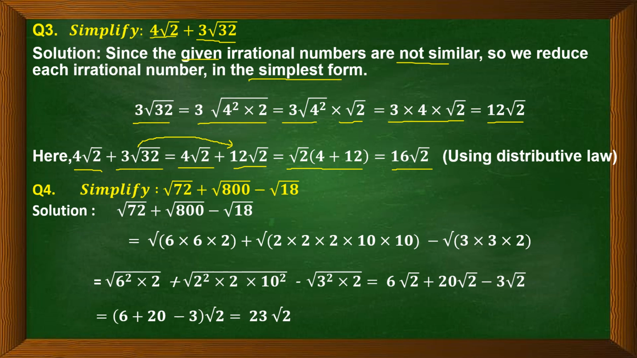Now question 4. Simplify root 72 plus root 800 minus root 18. Now further let us find out their factors.